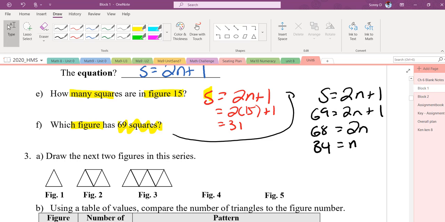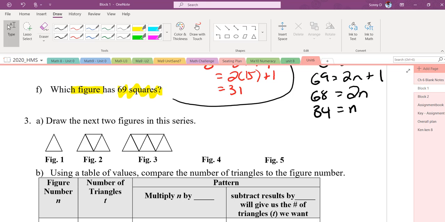Number 3, I want you to do all by yourself. Complete figure 4 and 5, and then come up with a relationship for the number of triangles compared to the figure number. So I'll pause this and I'll just put up the answer in a moment.